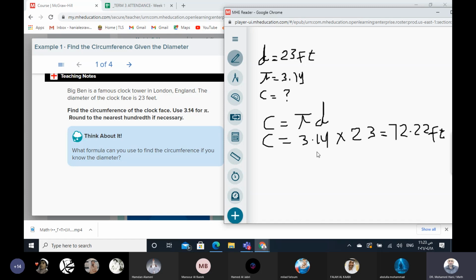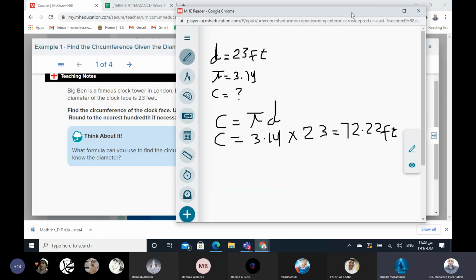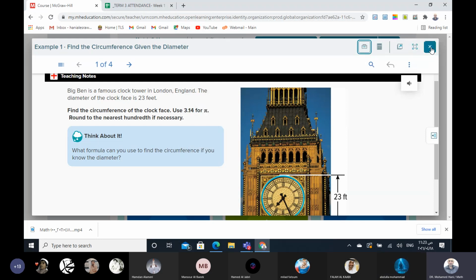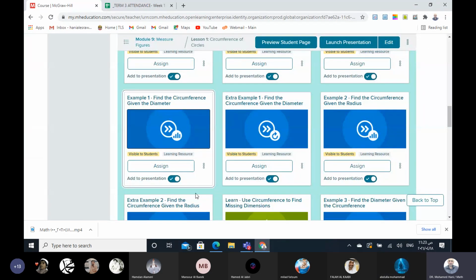Who has any question here? What will happen if D is missing but C is given? Do we multiply or divide? Continue with me, we have the next example.